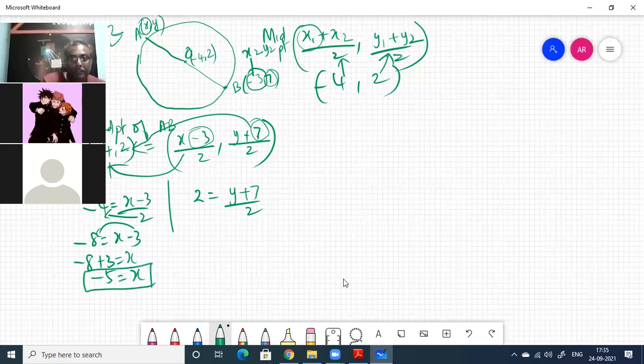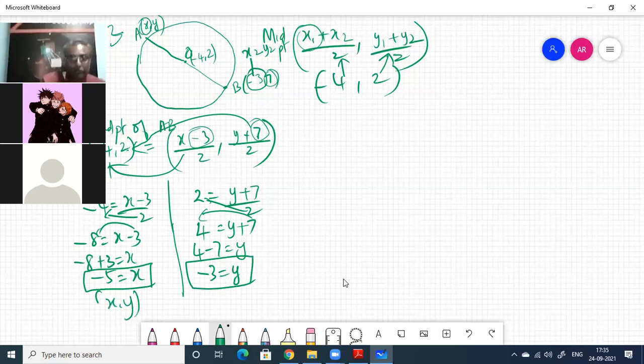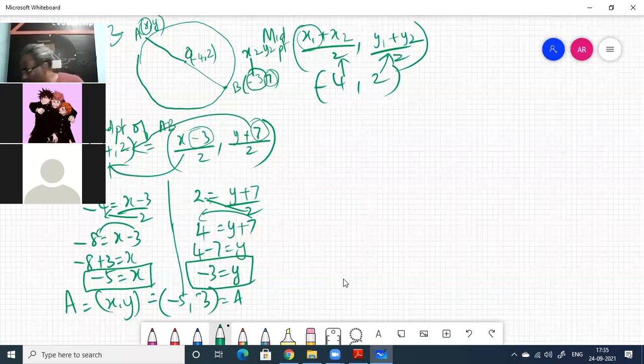The same way, take this to the other side. 4 is equal to y + 7. Then take this to the other side. 4 minus 7 is equal to y. -3 is equal to y. So the point x, y is equal to -5, -3. A, x, y is equal to A. Okay, -5, -3. That's all, very simple.